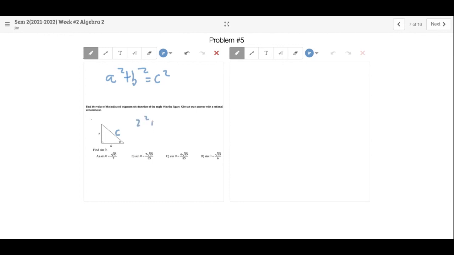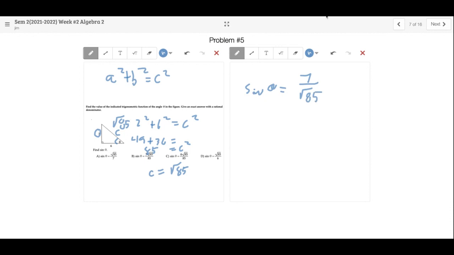So I've got 7 squared plus 6 squared is equal to c squared. 7 squared is 49. 6 squared is 36. That must be 85. So 85 is equal to c squared. So c is equal to the square root of 85. All right. So the sine of theta is equal to opposite over hypotenuse.